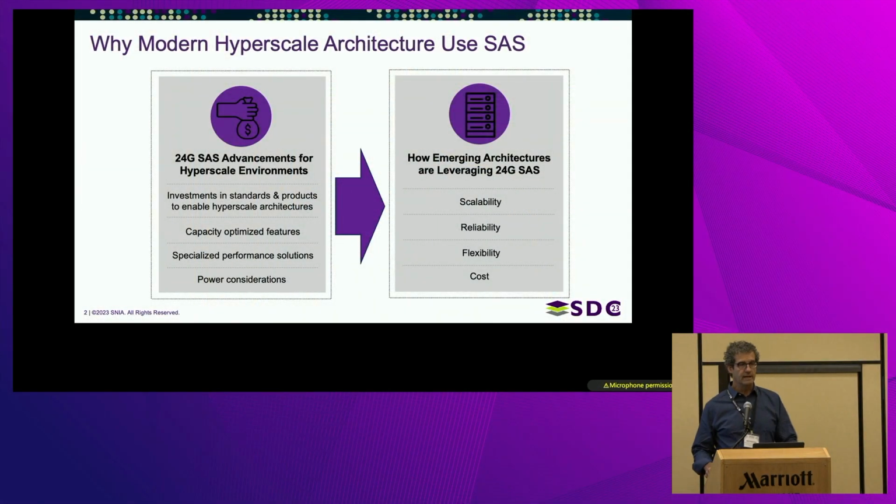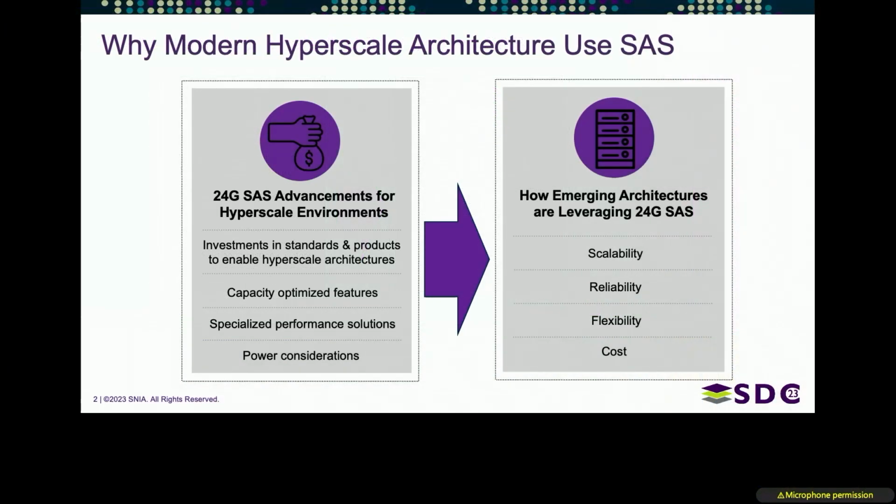Last year at SDC, I spoke on some of the innovations and investments being made in SAS, specifically 24 gig SAS for hyperscale architectures. And so I'm going to recap that real quickly today. But what I really want to focus on is how SAS is being used in hyperscale architectures today, modern hyperscale architectures. And I want to focus on a couple key areas: scalability, reliability, flexibility, and cost.